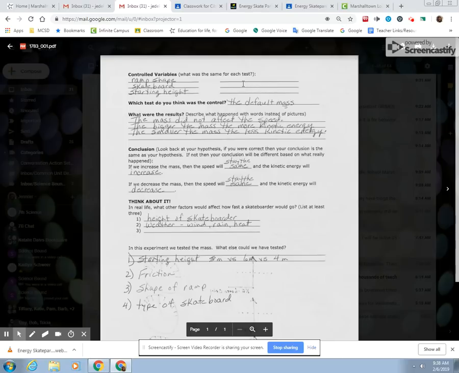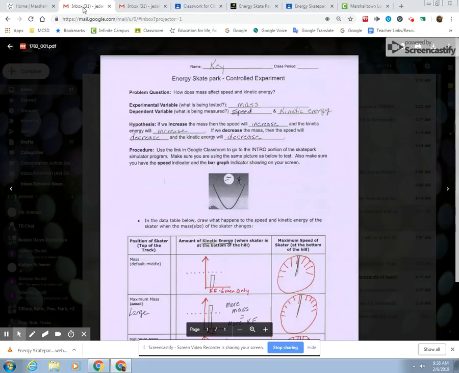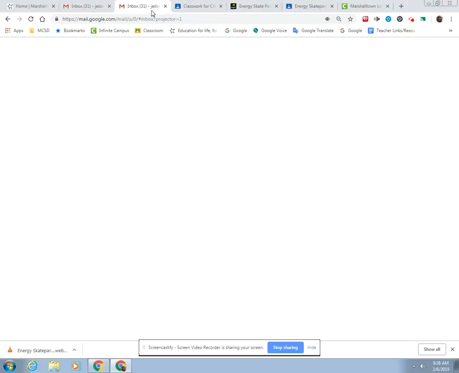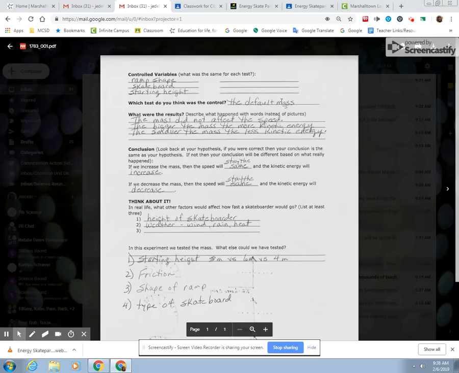There's probably some others. So if you had other ones, that's awesome. If you didn't have these, you might write those down. Which test do you think was the control? Well, basically in this situation, we were comparing the increased mass and the smaller mass to the default or the middle. So in this situation, the control was the default mass.